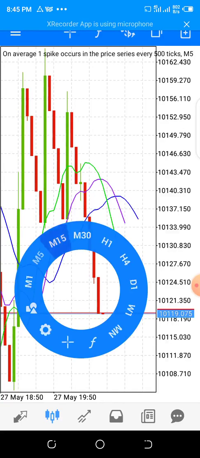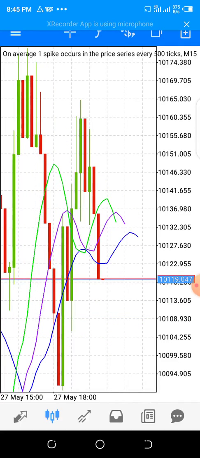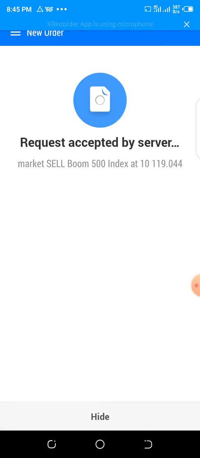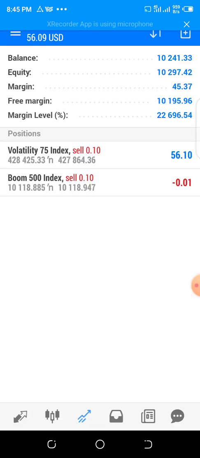Okay, another confirmation has come. You could see the confirmation over here, right? So don't rush. We enter the trade. It's a sell order. We place our sell order.